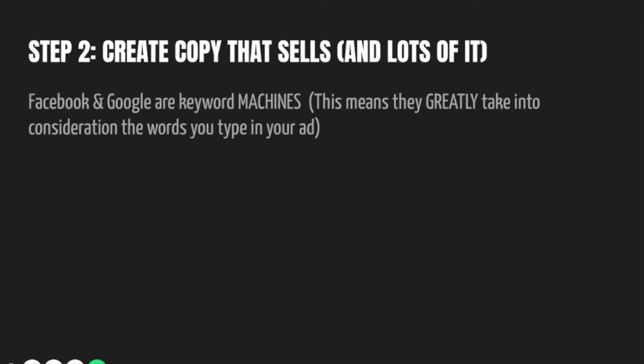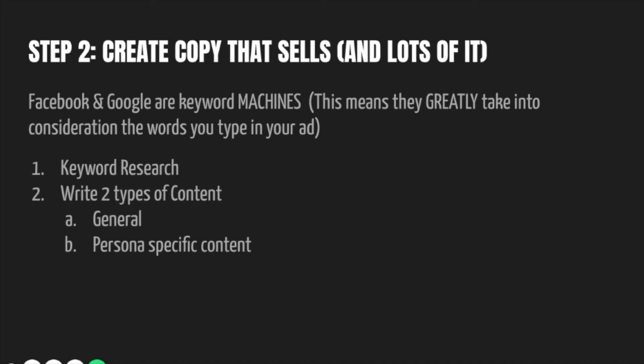So step 2 is you want to create copy that sells, and you really want to create lots of it. Like I said, Facebook and Google are keyword machines. It greatly matters the type of word choice that you're using for your copy. That's directly going to be considered when you post an ad. So you really need to do that keyword research, and dive in there and create different ad copies for each of your personas.